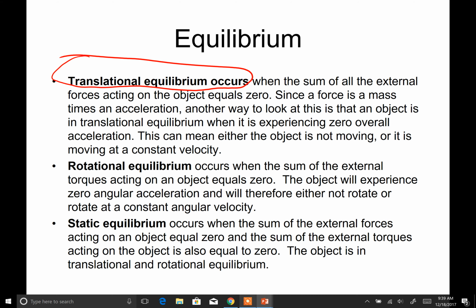Rotational equilibrium occurs when the sum of the external torques acting on an object is equal to 0. In this case, the object will experience 0 angular acceleration and therefore will either not rotate or is rotating at a constant angular velocity. Static equilibrium occurs when the sum of the external forces acting on an object is 0 and the sum of the external torques acting on the object is also equal to 0. In this case, the object is in both translational and rotational equilibrium.